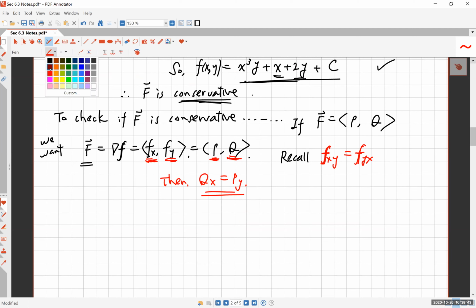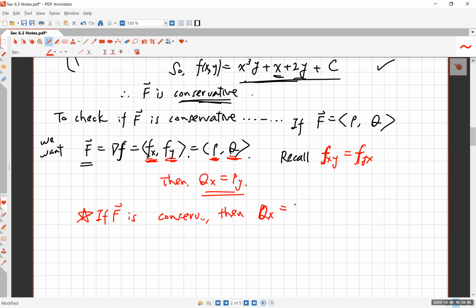So let me go ahead and write this down. Here's something important: if F is a conservative vector field, let's just say if F is conservative, then Qx must be equal to Py.